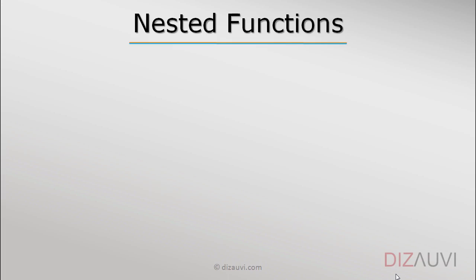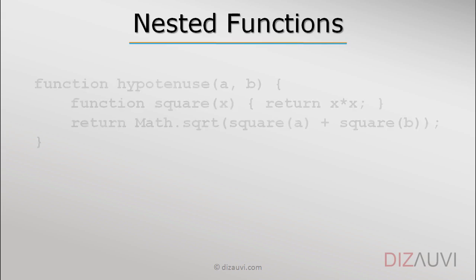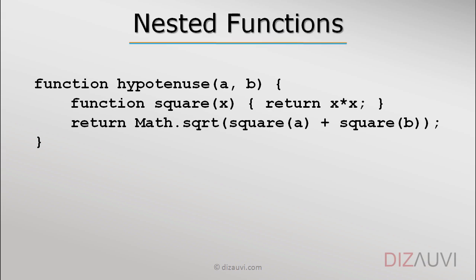This is a very simple idea. In JavaScript, we can write a function inside another function. Consider this example. We want to write a function that, given the length of two sides of a right angle triangle, we want to find its hypotenuse. So the hypotenuse is the root of the sum of the squares of two sides.